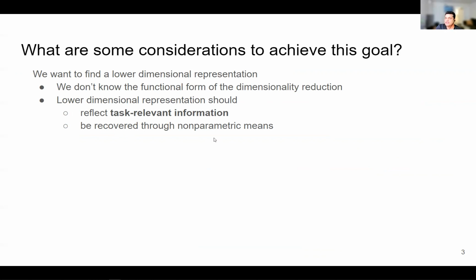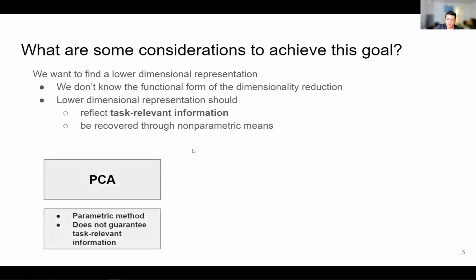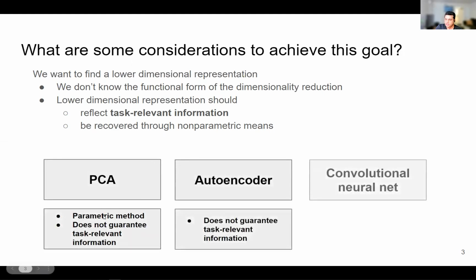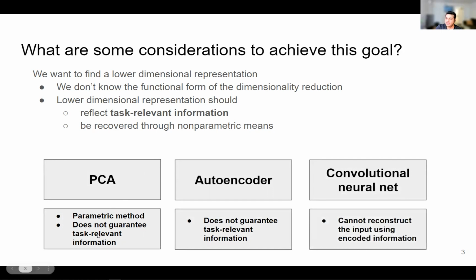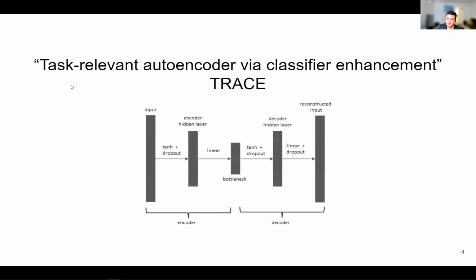In order to see that this information is task-relevant, we need to be able to recover the original input using a non-parametric method. We can use PCA, which is a dimensionality reduction technique, but it is a parametric method, and it does not guarantee task-relevant information. We can use autoencoders, which are a non-parametric method, but they do not guarantee task-relevant information, or we can use a CNN that cannot reconstruct input using encoded information. So that's why we are developing task-relevant autoencoder via classifier enhancement, which is a mouthful, so we call it TRACE.